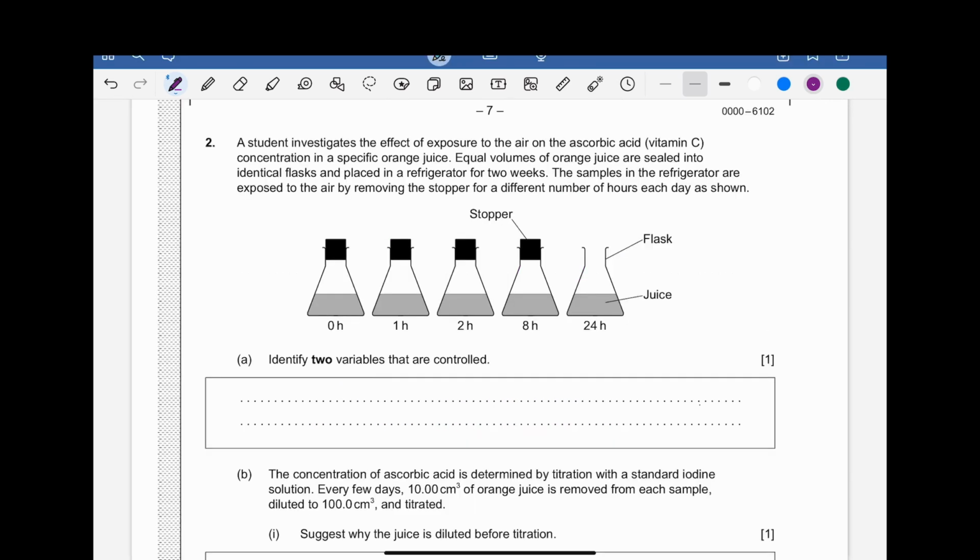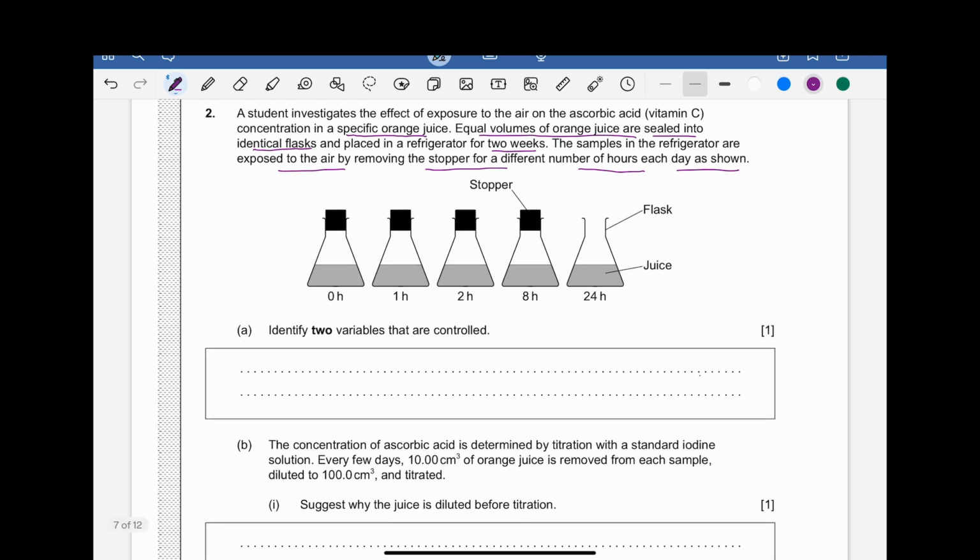Question 2. A student investigates the effect of exposure to the air on ascorbic acid vitamin C concentration in a specific orange juice. Equal volumes of orange juice are sealed into identical flasks, placed in a refrigerator for 2 weeks. The samples in the refrigerator are exposed to air by removing the stopper for a different number of hours each day as shown. A. Identify the 2 variables that are controlled.